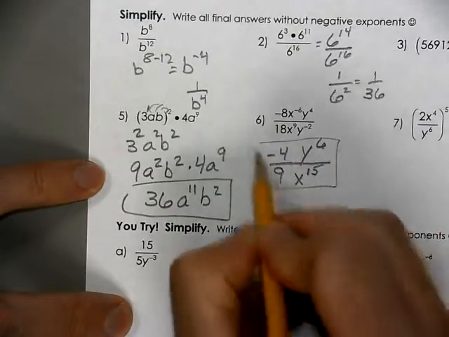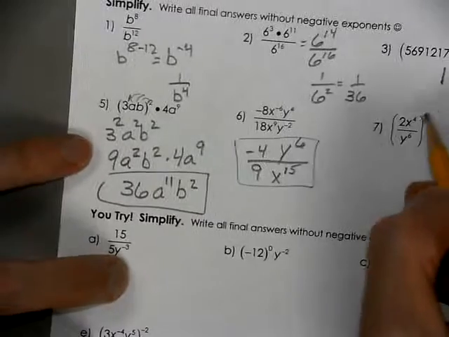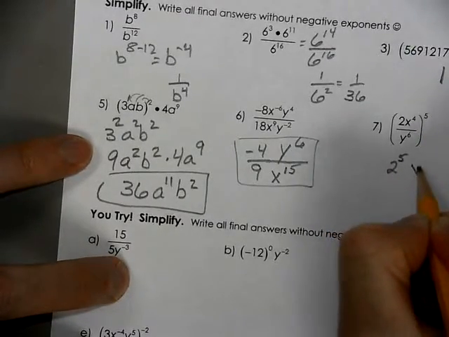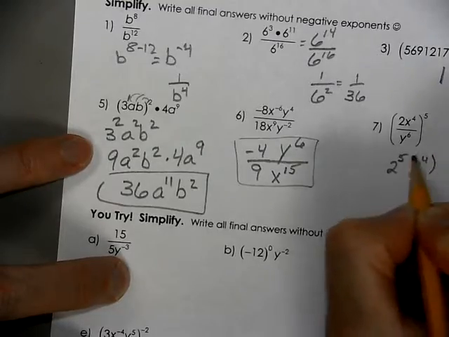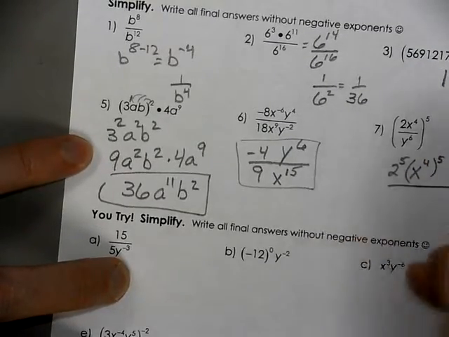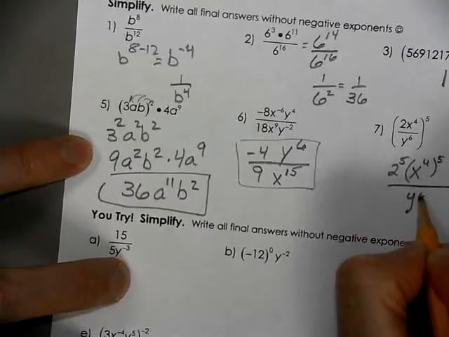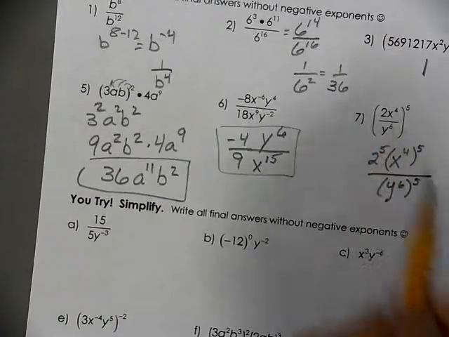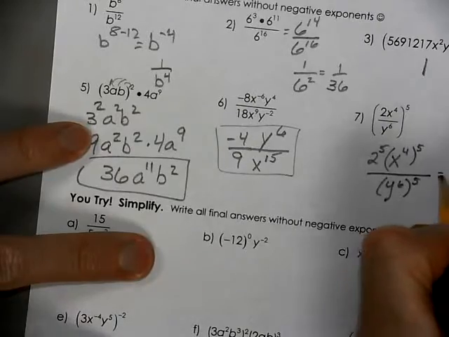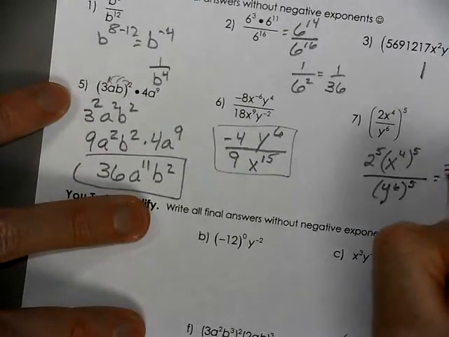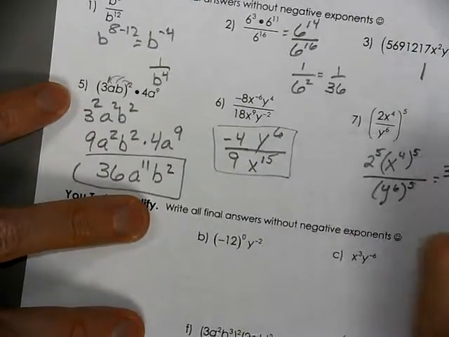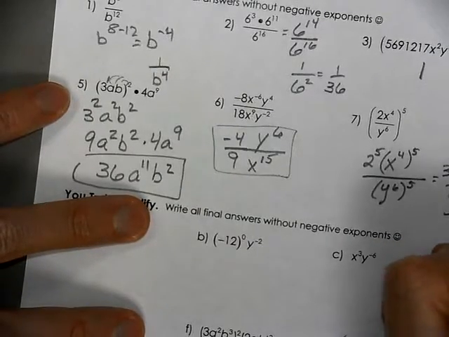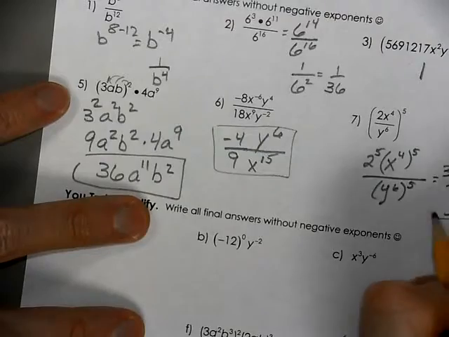Here with the 5, you're going to put the 5 as an exponent of every term that's inside the parentheses. So we have 32 x to the 20th y to the 30th.